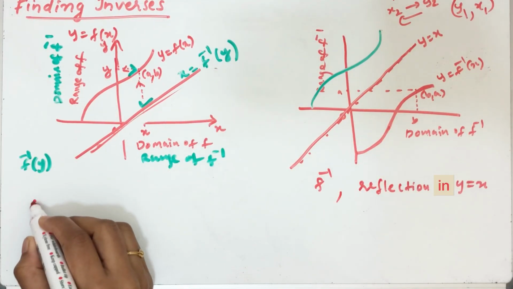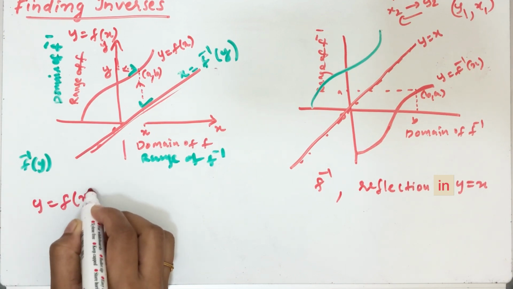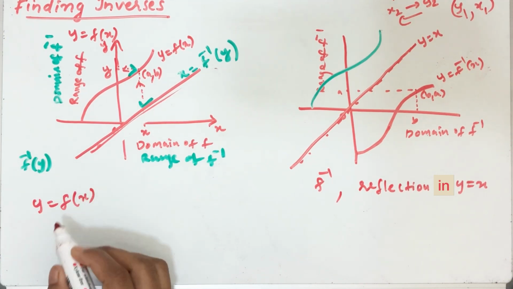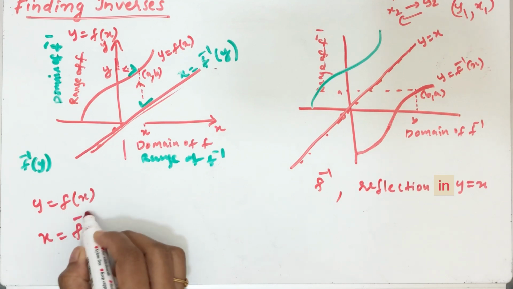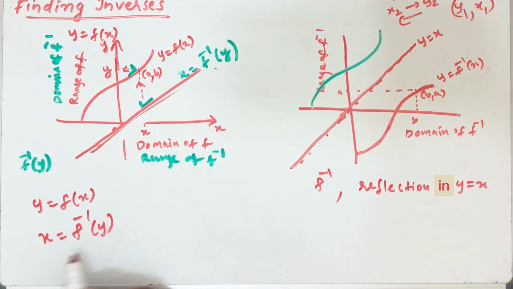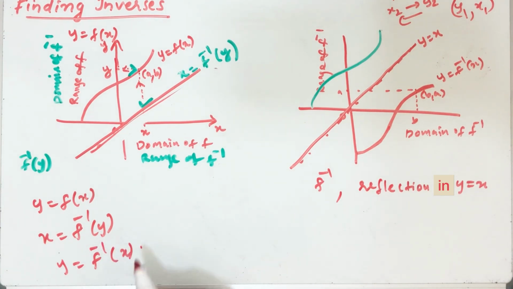Otherwise, if we have a function y equal to f of x, just express x in terms of y, that is x is equal to f inverse of y, then interchange x and y so that we get y equal to f inverse of x. We can see more examples.